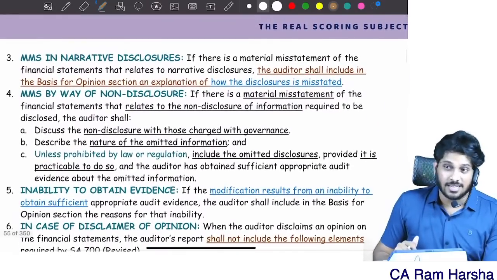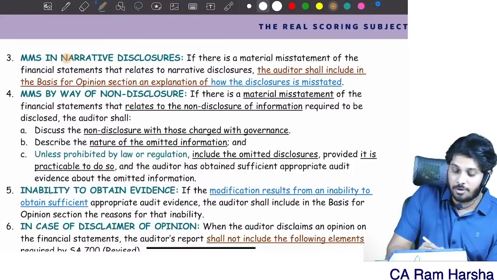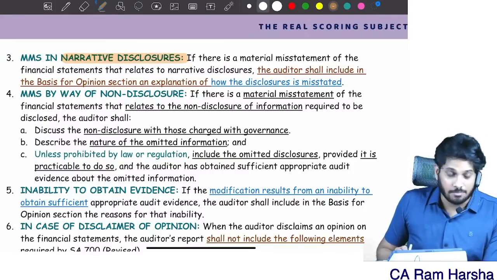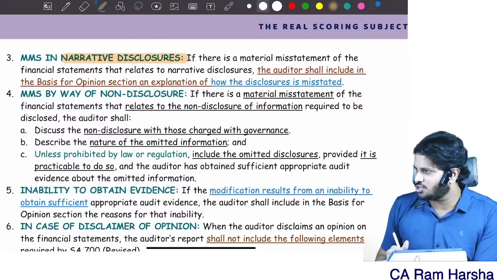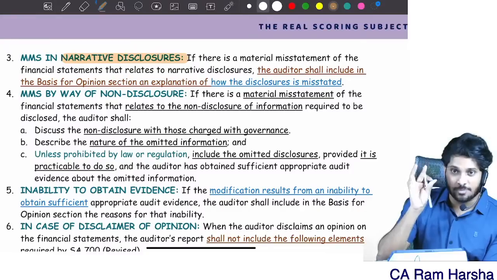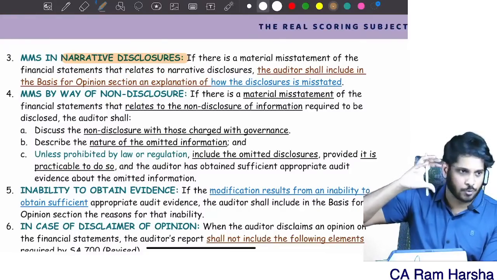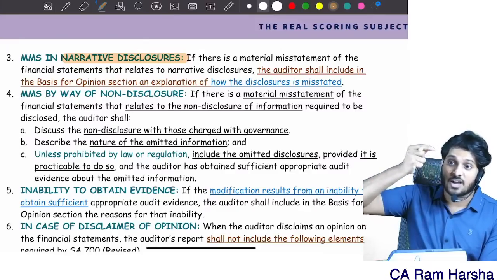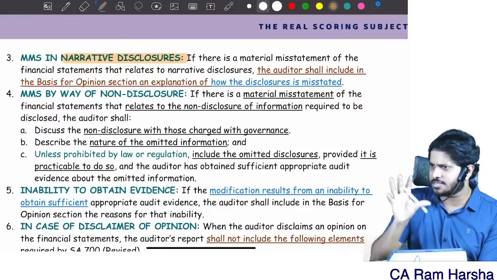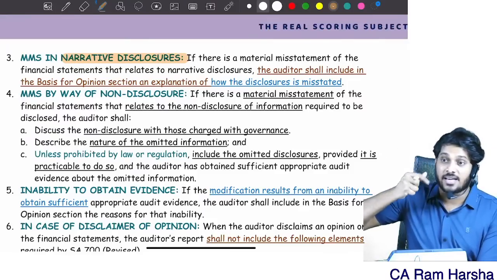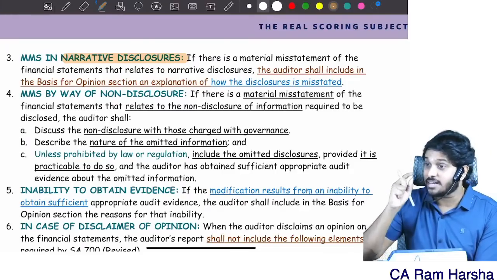Misstatements are not only of this type. Sometimes a misstatement can be in the form of disclosure, right? Misstatement in narrative disclosure. What is misstatement in narrative disclosure? In financial statements there is the balance sheet, P&L, and notes. Inside the notes, the starting 3-4 pages of any company's notes will have accounting policy discussion. How the company is doing revenue recognition, they will discuss in some paragraphs. Those paragraphs are misleading. The company is describing the paragraphs wrongly.